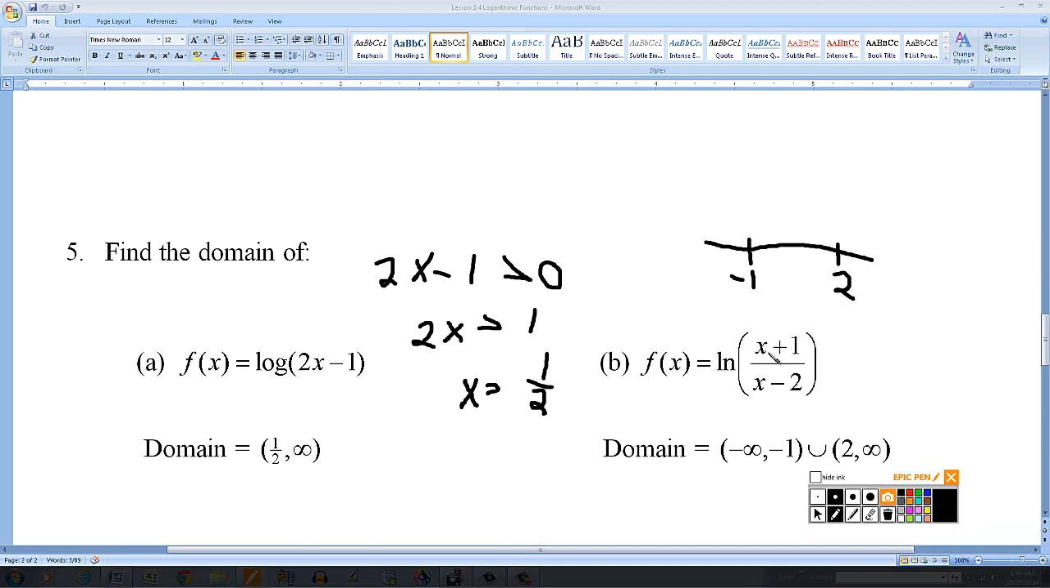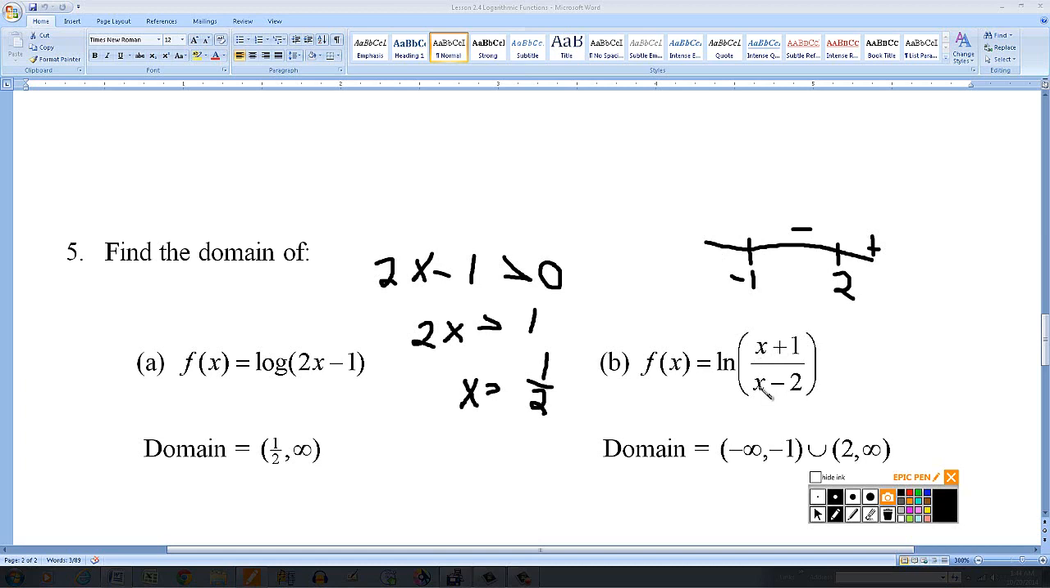If I pick a number between -1 and 2, say 0, put it over here, I get 1 over -2. That's negative. So if you pick numbers between -1 and 2, this expression is negative. If I pick a number less than -1, say -2, and put a -2 where the x is, including down here, I'll get a negative over negative. That's positive.